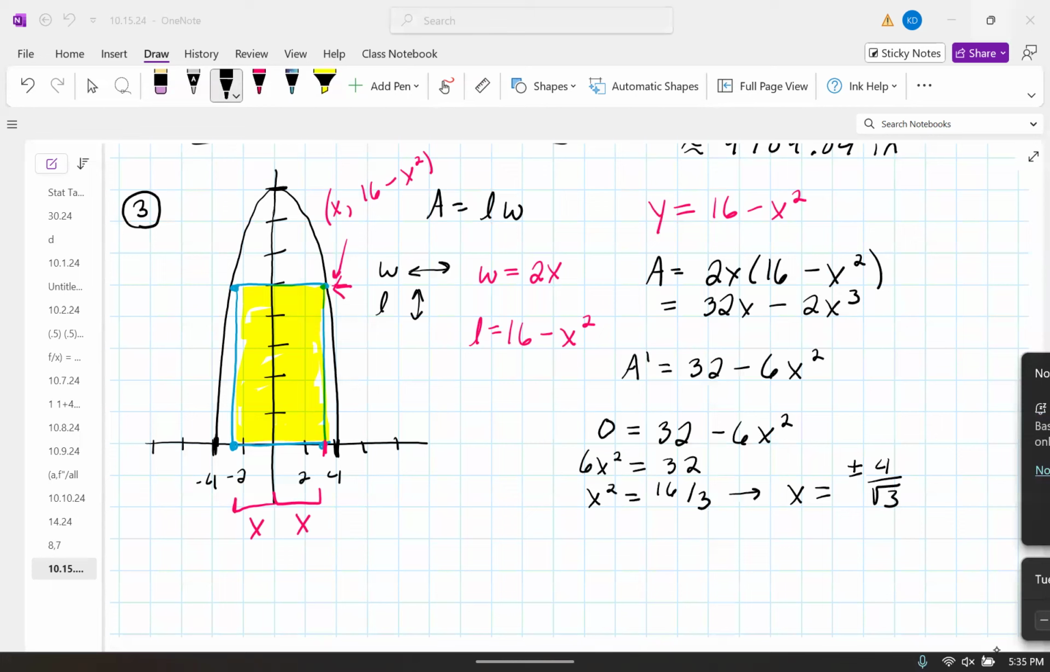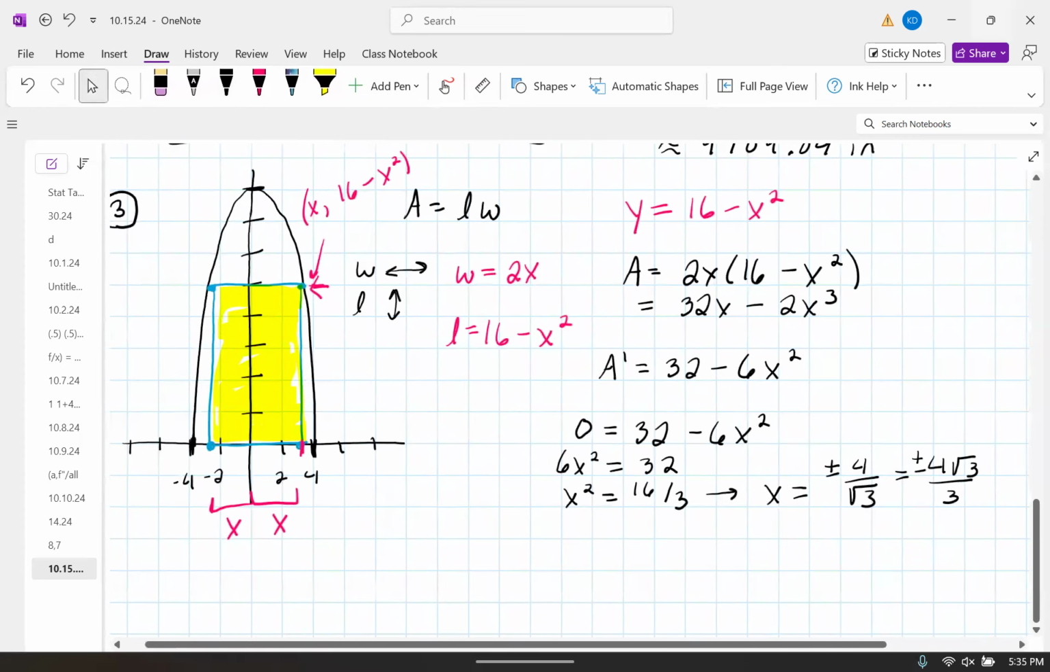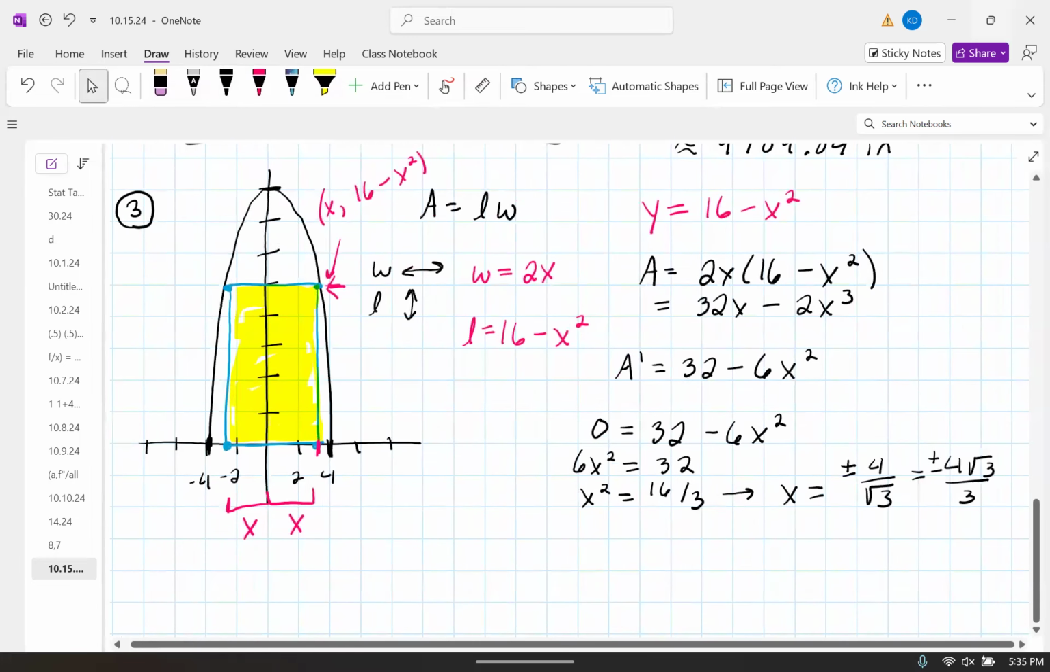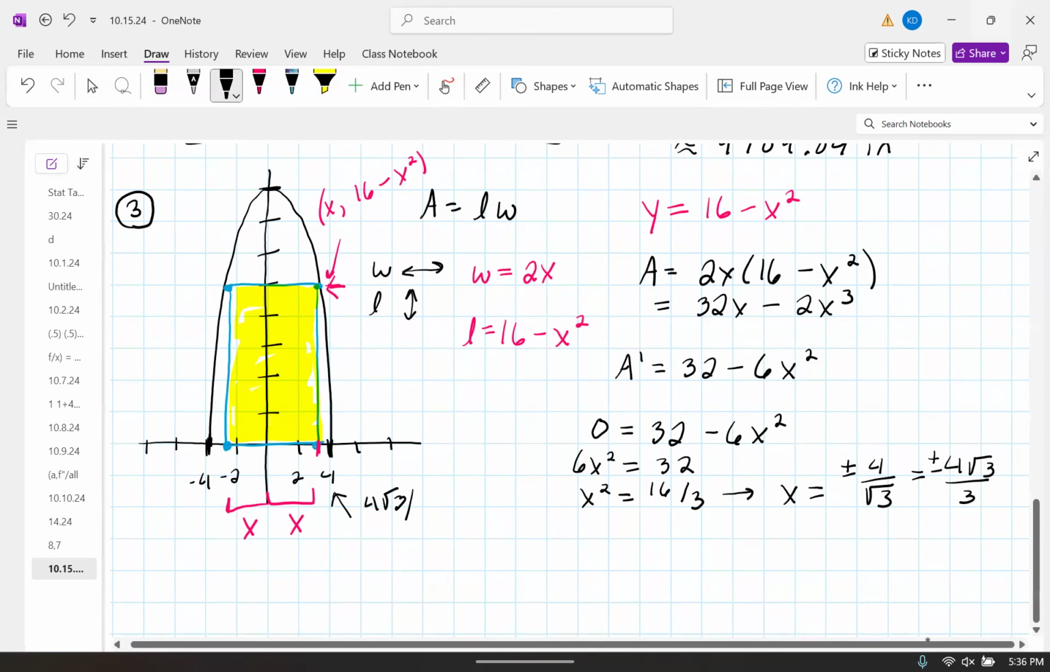If we want to rationalize the denominator, we just multiply top and bottom by root 3, and that's what we're going to get. In this case, the negative works out for us. We do need a negative because we're dealing with coordinates. So this x value is 4 root 3 over 3. And this one is negative 4 root 3 over 3.